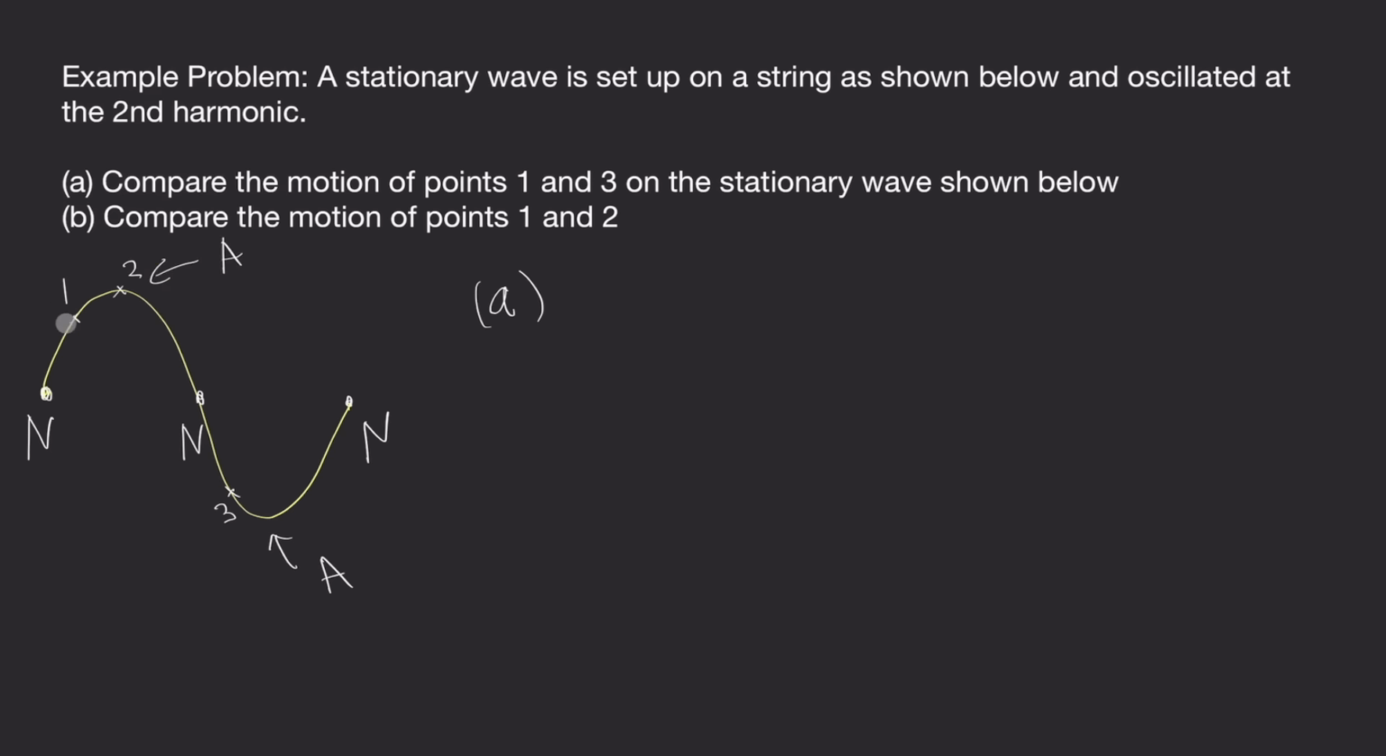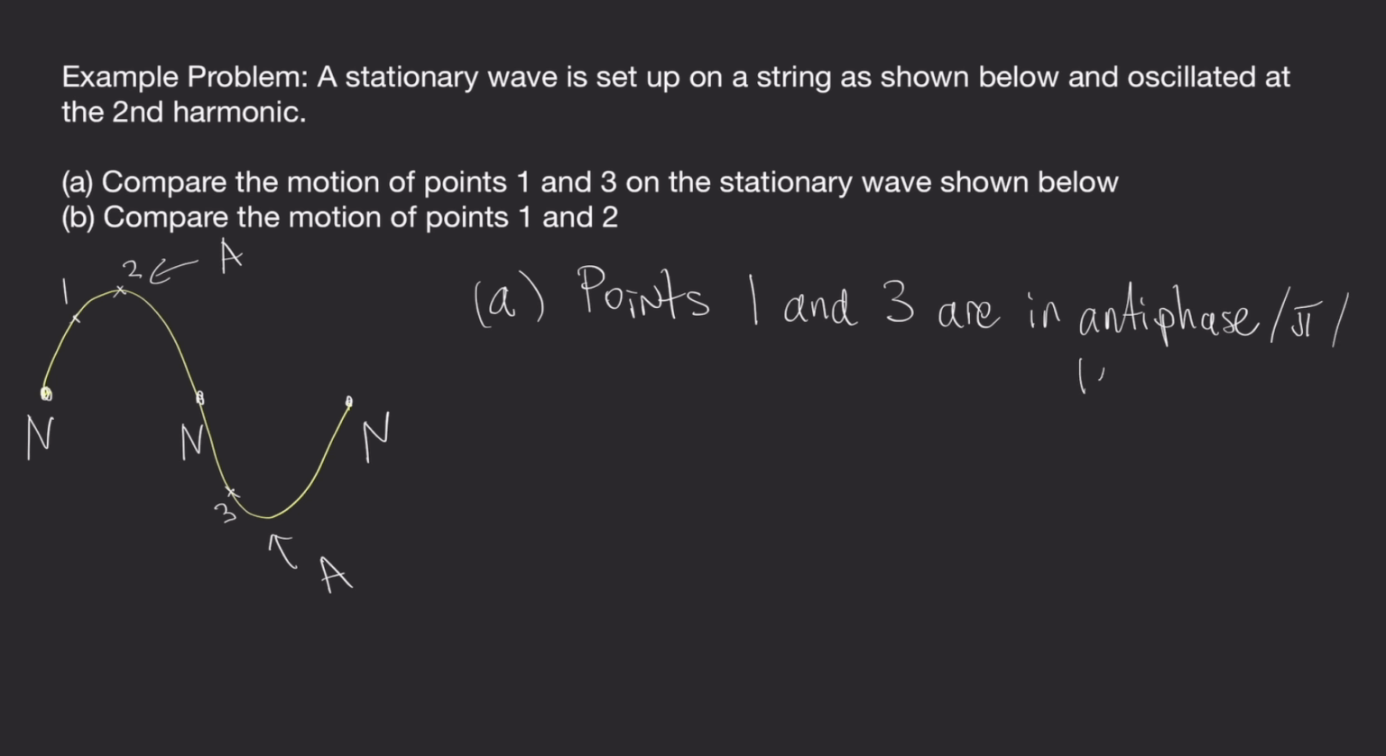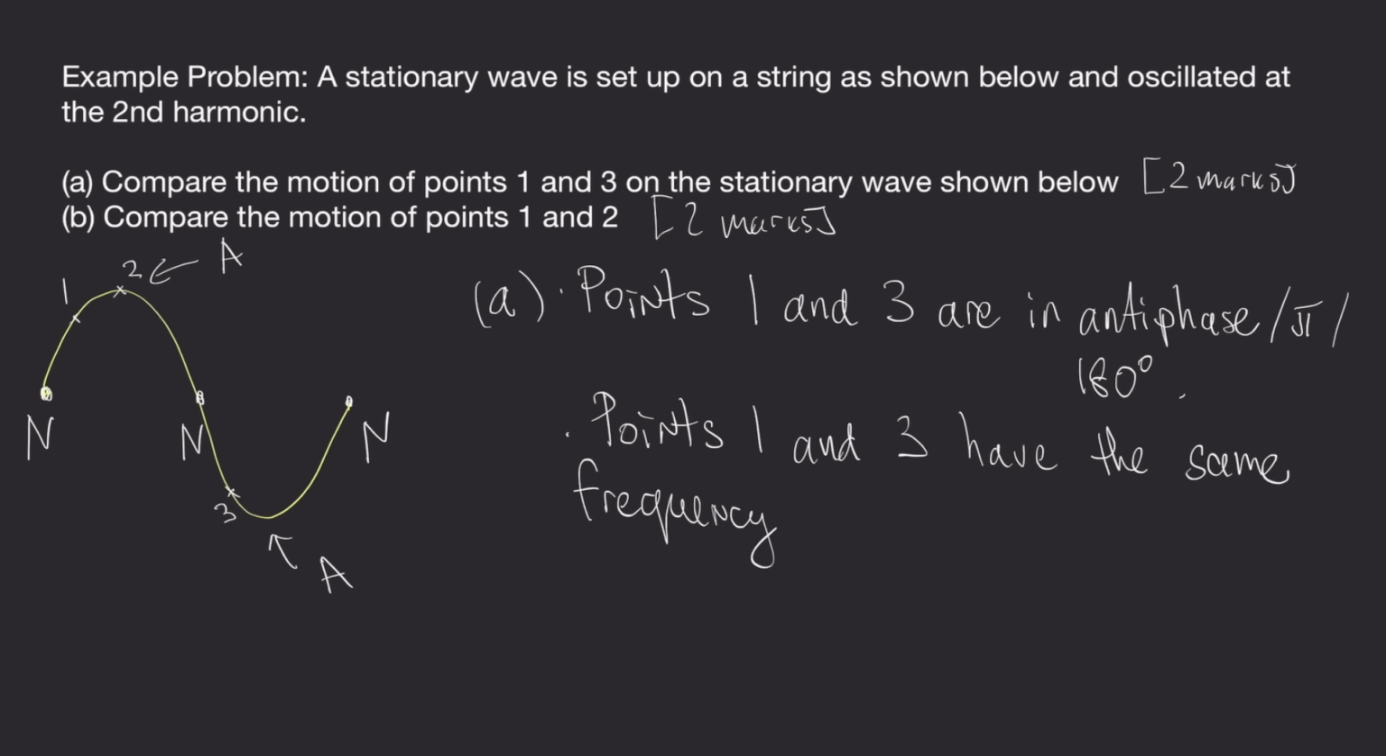Now, notice that point 1 and point 3 are on opposite sides of a node, and this means that they will be in antiphase. Please note that we can also say that they have a phase difference of pi radians or 180 degrees. Now, what if this question was, let's say, for 2 marks each? Another aspect that we can write is that all the points will have the same frequency. And if they have the same frequency, they will also have the same time period.